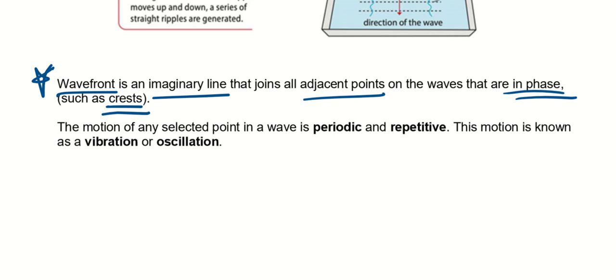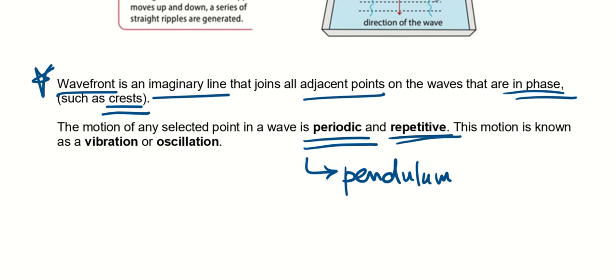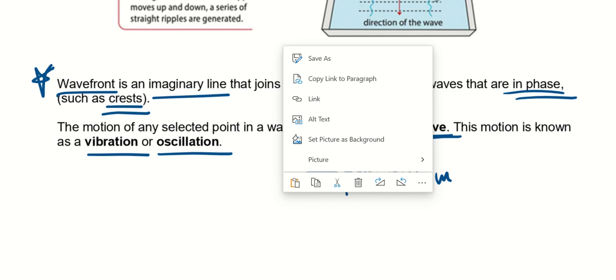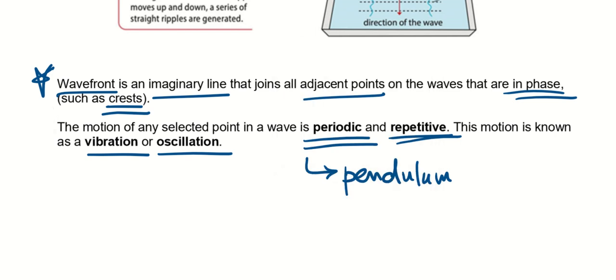The motion of any selected point in a wave is periodic. Where have you heard this term periodic? In a pendulum, right? So the pendulum can also be creating some kind of wave. It is periodic and repetitive. This motion is known as vibration or oscillation. Move on.